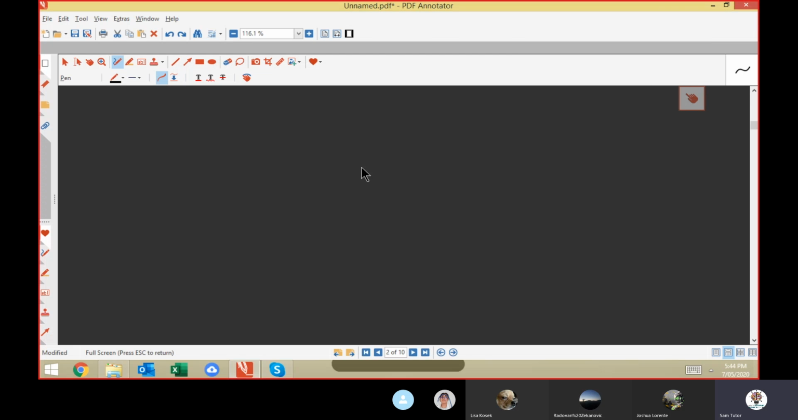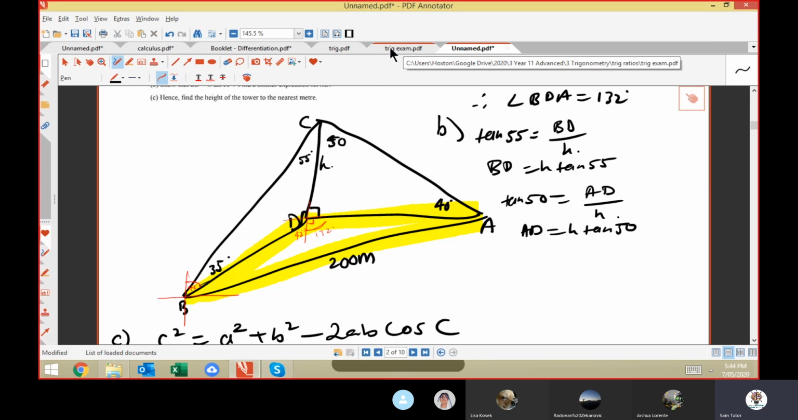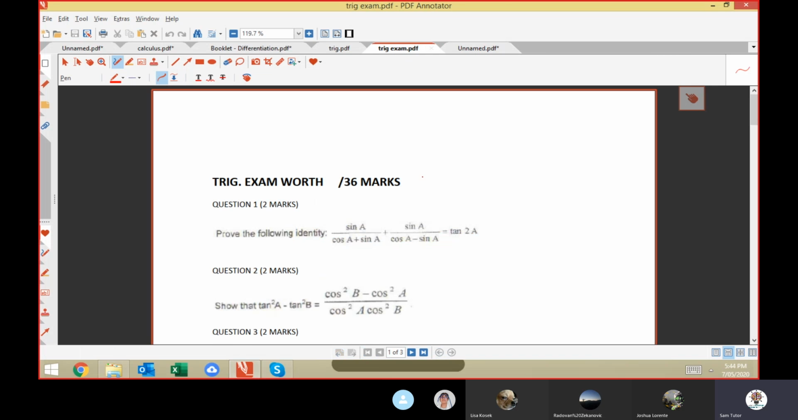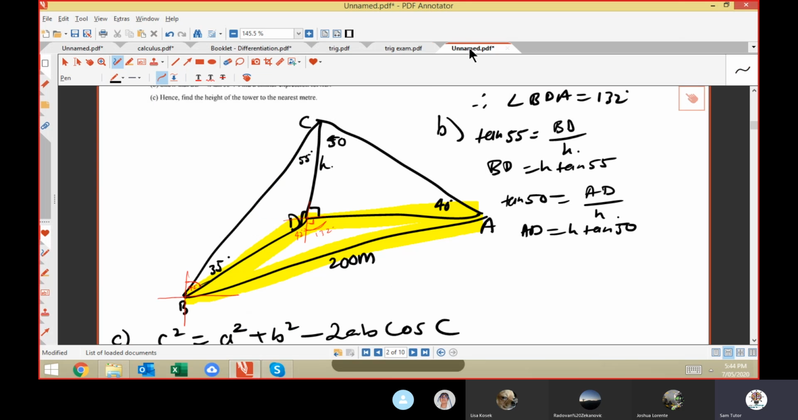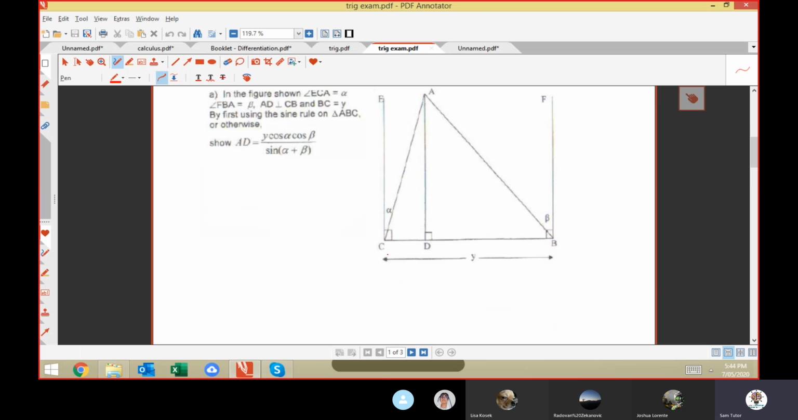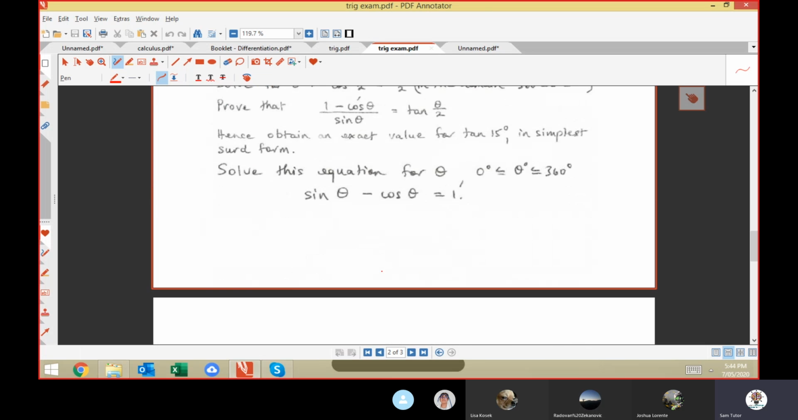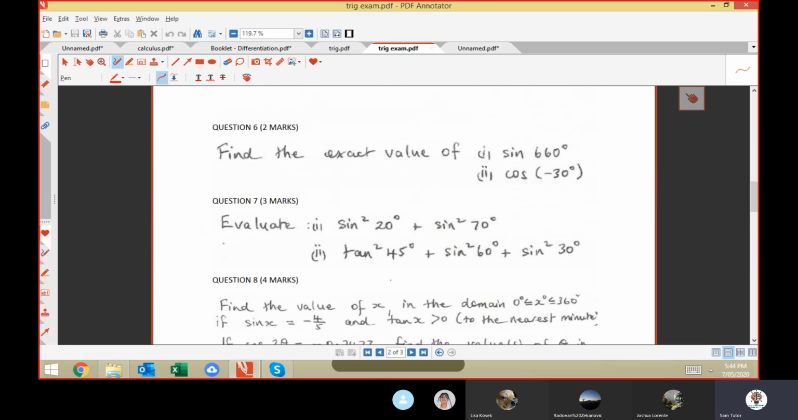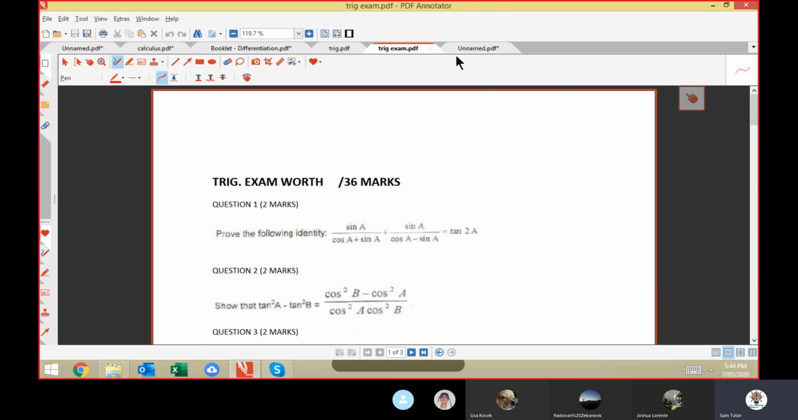I don't know if you guys can see the tab. I have it ready for you guys. The trig exam. I want you guys to go through and start actually answering trig questions and trig exams. You need to do that. It's only worth about 50 minutes or so. This exam is only 2 pages. The next one's extension. So about an hour's right.